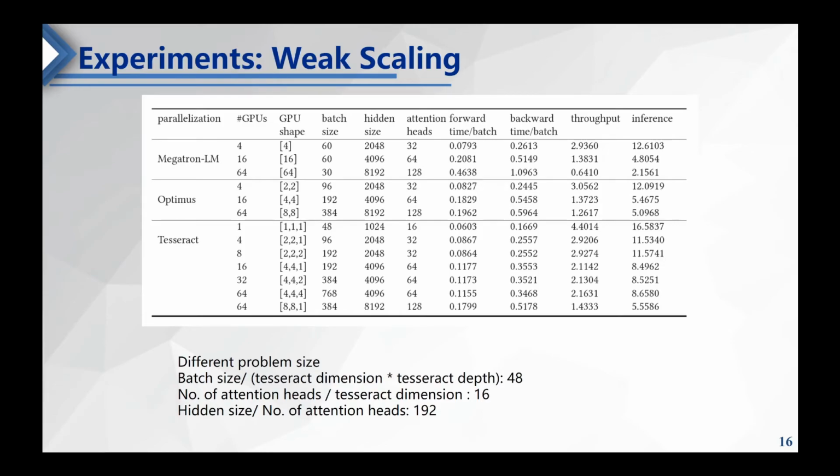For the comparison between Tesseract q equals 4, d equals 4, and q equals 8, d equals 1 settings, which both used 64 GPUs in total, we find that by offering a bigger depth on Tesseract, the communication required is reduced significantly. For throughput, q equals 4, d equals 4 achieves 1.51 times compared to q equals 8, d equals 1, and 1.55 times for inference.